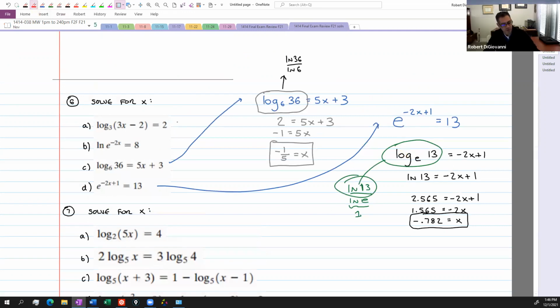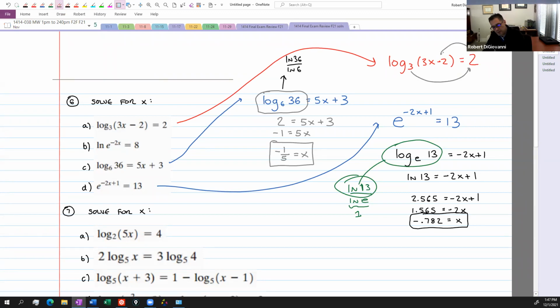All right, let's look at the first one. Log base 3 of 3x minus 2 equals 2. We're solving for x. So to do this, I'm just going to do the little loop on this. So this means 3 squared, not 3 times 2. 3 squared must equal 3x minus 2. And that means 9 must equal 3x minus 2. And then that's a linear equation. I'm sure you can solve that. Add 2, divide by 3, and you're done.